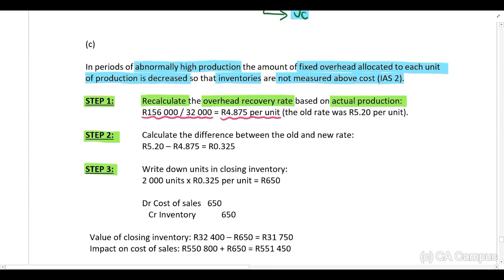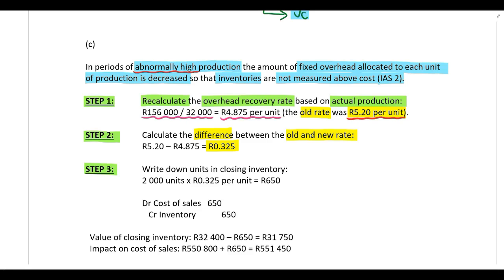The old rate that we calculated previously was R5.20 per unit. Because production is considered to be abnormally high, we are now going to write down the value of inventory. Originally, when we valued our inventory, we included fixed overheads at a rate of R5.20 per unit. We are now going to write this down. So in step 2, you calculate the difference between the old and the new rate. We get a difference over here of 0.325.